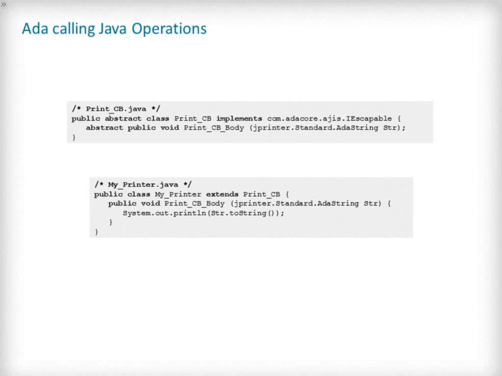This essentially allows us to implement our Hello World example using a Java main program calling an Ada subprogram, which in turn calls a Java callback class's operation.